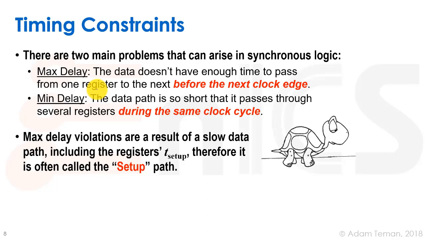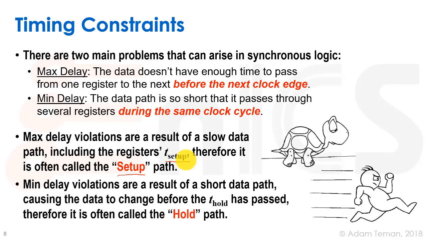Okay, remember that the data has to arrive at the clock at least T setup time before the sampling. So we often call this max delay path a setup path because we use T setup, or we are not able to make it to the next register at least T setup time before the next clock cycle. On the other hand, min delays happen when the data is so fast, it's such a short data path, that we can have a change at the next register before T hold is passed after the clock cycle. And since T hold is relevant, we call these hold paths.